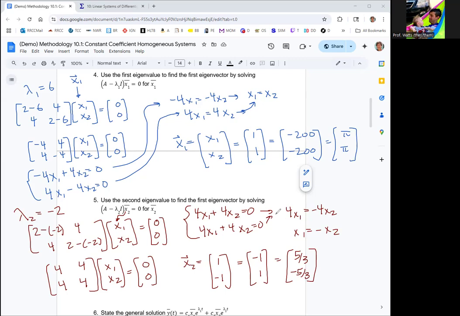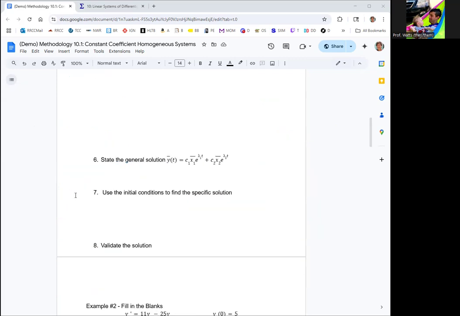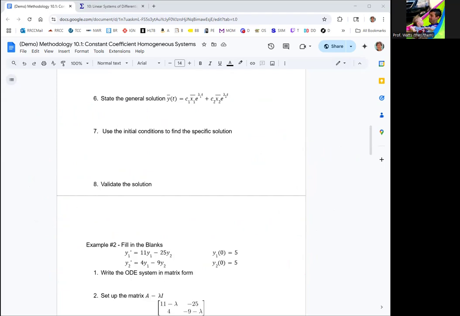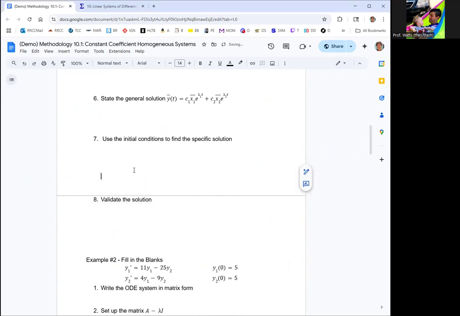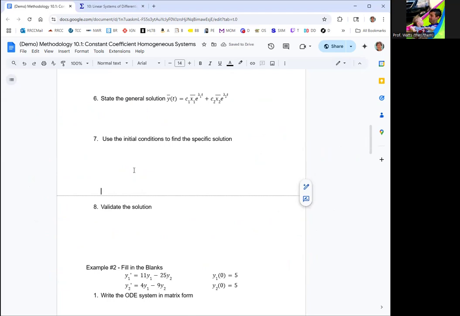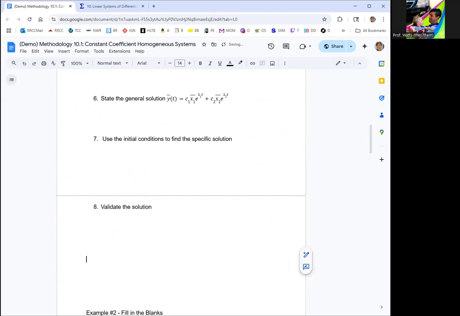All right, so we've got eigenvectors and eigenvalues. What does this have to do with the solution? We're actually ready to jump to the general solution. The general solution is C1 times the vector x1 e to the lambda 1t plus C2 times vector x2 e to the lambda 2t.